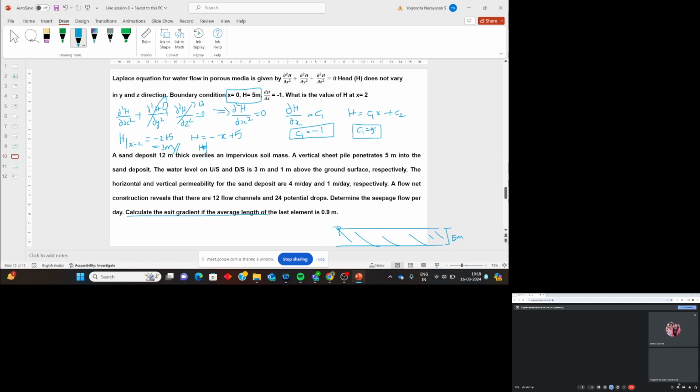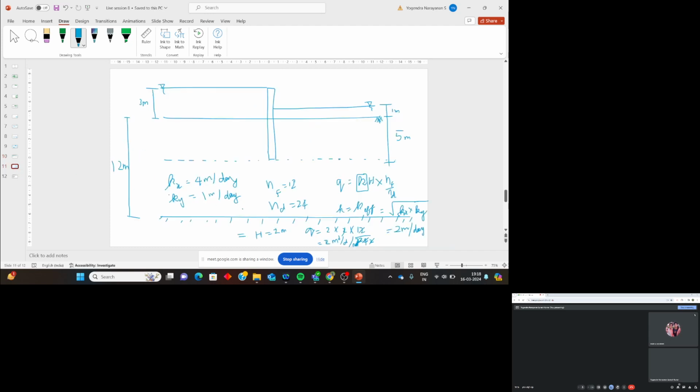Okay. Now come to the second part. Calculate the exit gradient if the average length of the last element is 0.9. Do you remember the previous problem which we solved? Yes, sir. So 2 by 24, the head difference per element is 0.08, which will be 1 by 12. So i exit is 1 by 12 into 0.9, so the answer is 0.09.